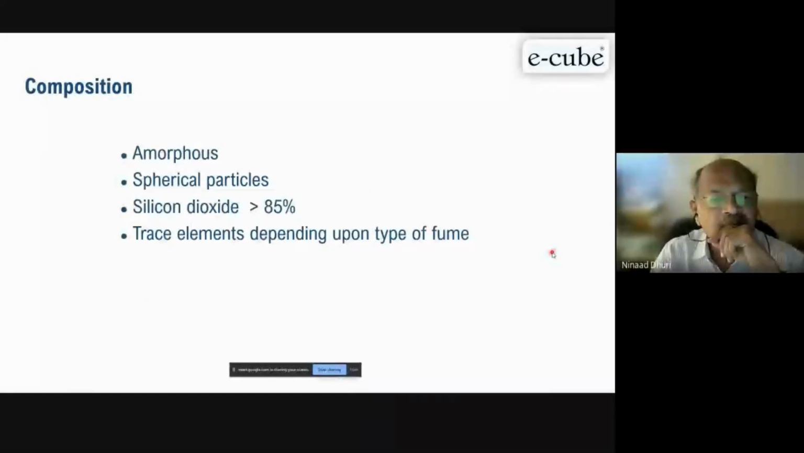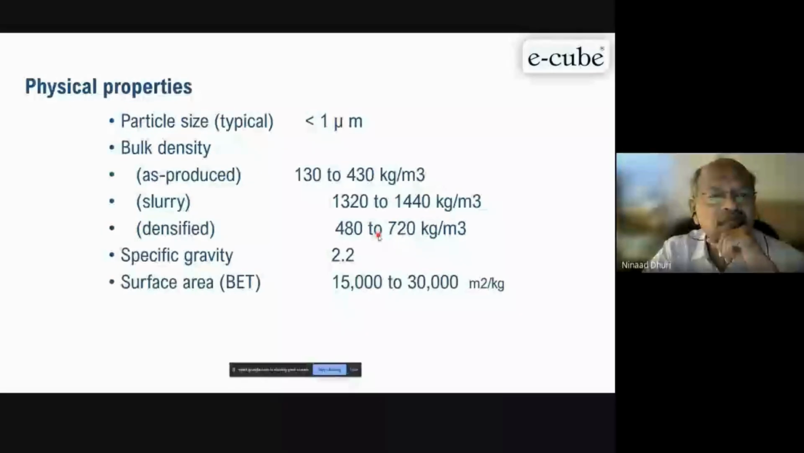What is its chemical composition? It is an amorphous silica, because it is very reactive in nature. That's why it is not crystalline. It is amorphous silica, with silica minimum around 85%, but generally it is available at around 90% level. Then the spherical shapes have a very round surface, and traces of some elements, depending upon the fumes, are available.